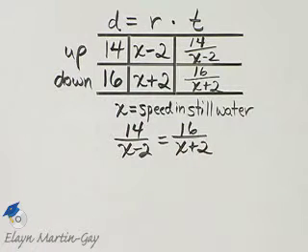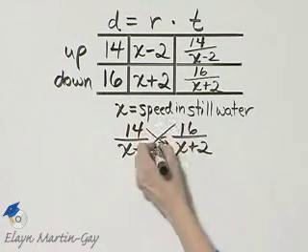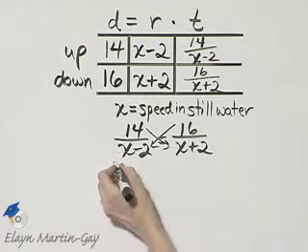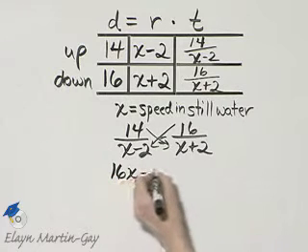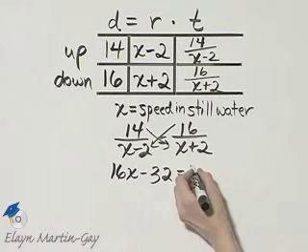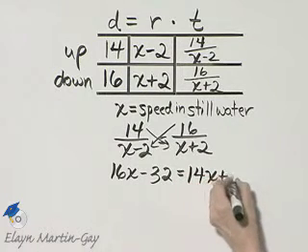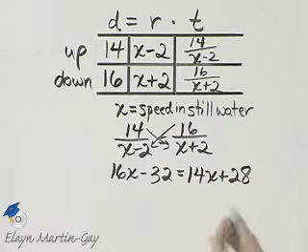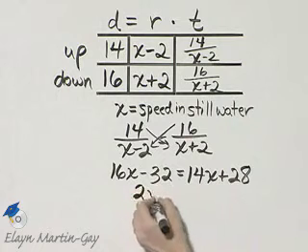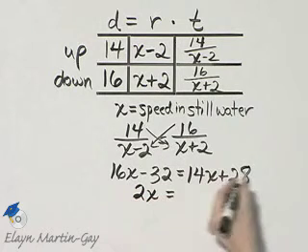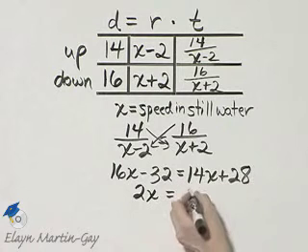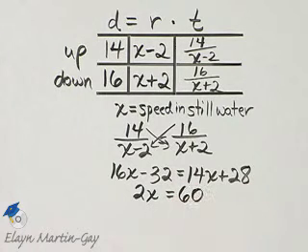Notice we do have a proportion, so I'm going to go ahead and cross multiply. That 16 times x minus 2, that would be 16x minus 32, is equal to 14 times x plus 2, that's 14x plus 28. Now, if I subtract 14x from both sides, I'll have 2x. And then if I also add 32 to both sides, you may want to take more steps than this, but if I add 32 to both sides, I'll have 60.